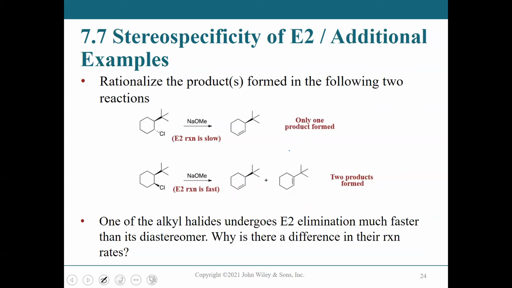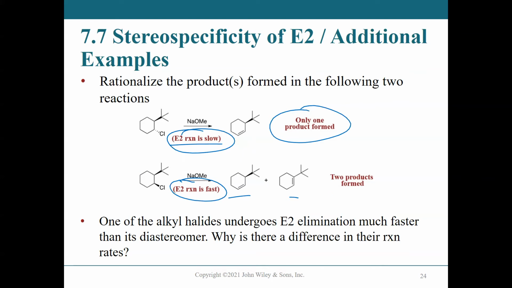Okay, so this one is actually a very interesting example, and expect something like this question in the exam. This reaction, the E2 reaction, is slow, and only one product is formed. And here E2 is fast, and then you see two products. We have to explain why. Okay, so let's do that.